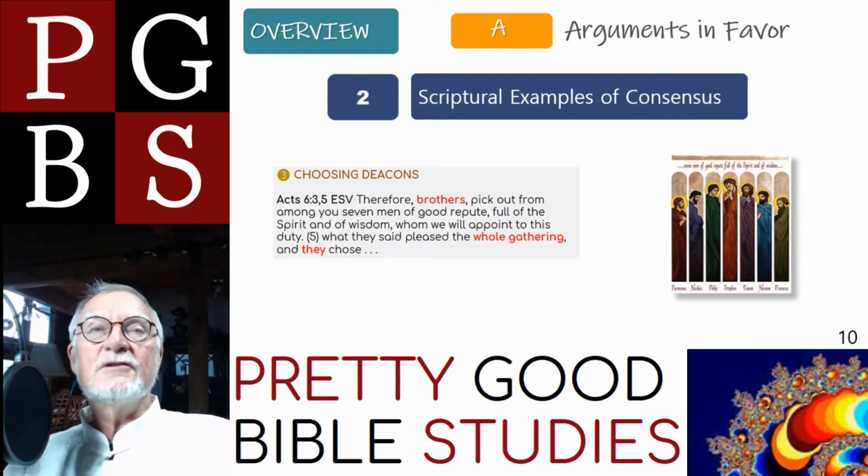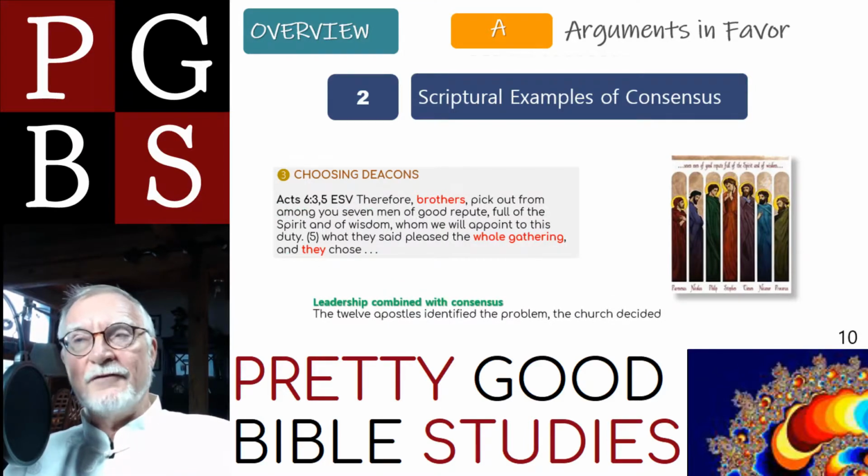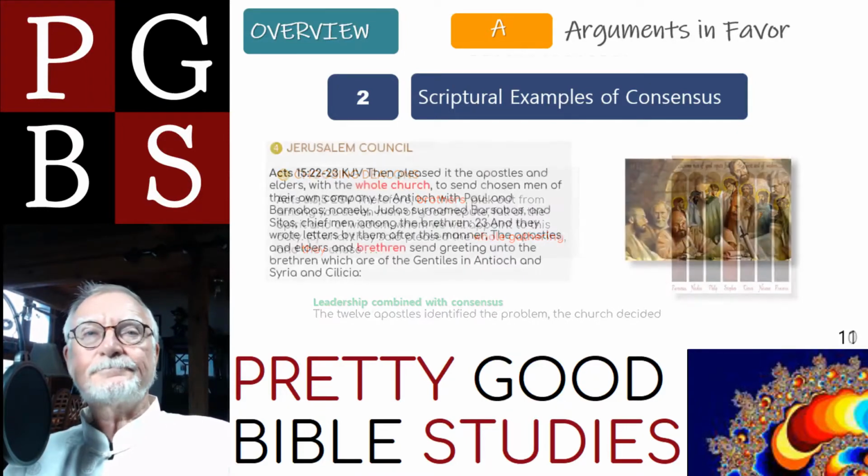And once again, we see this idea of leadership combined with consensus. The 12 apostles identified the problem, and the church decided how to fix the problem of the leaders not having enough time to teach because the Hellenistic Jews were not getting food there when they were holding everything in common.